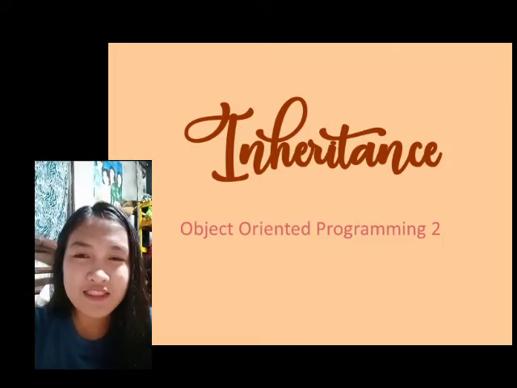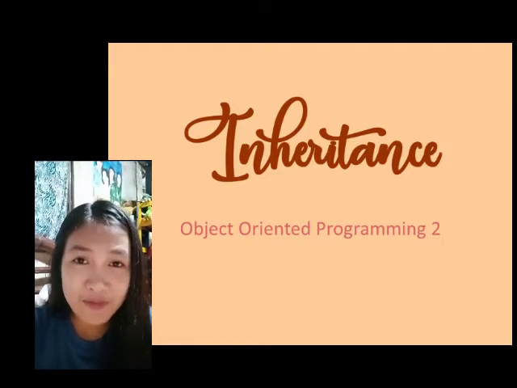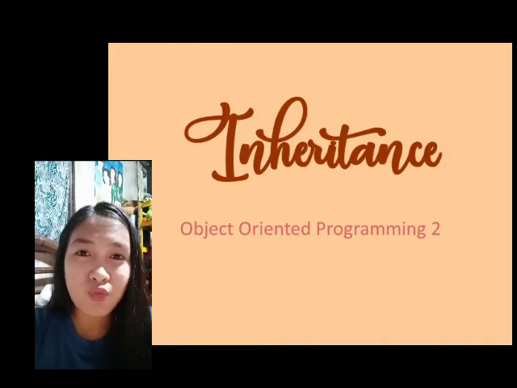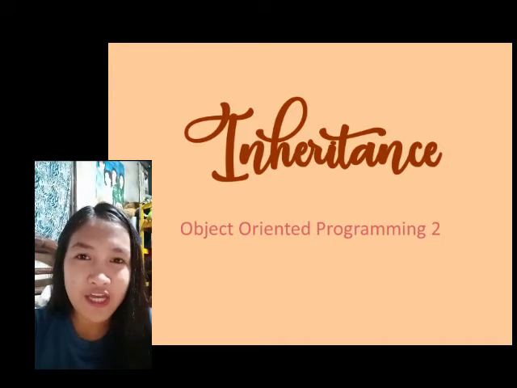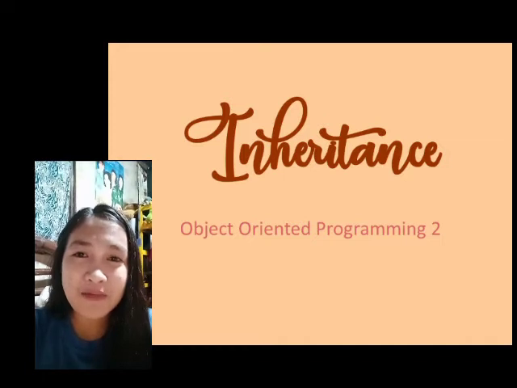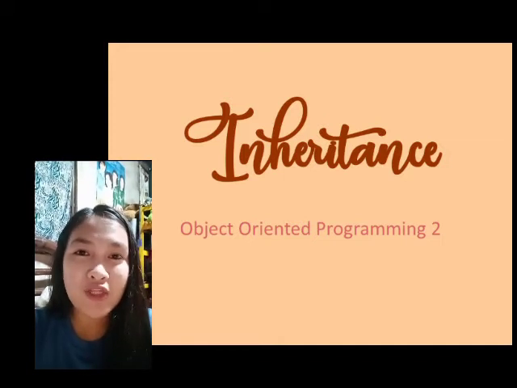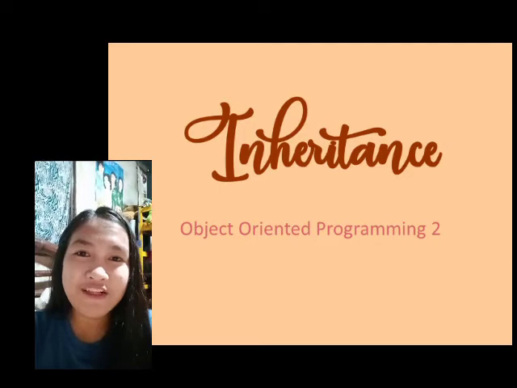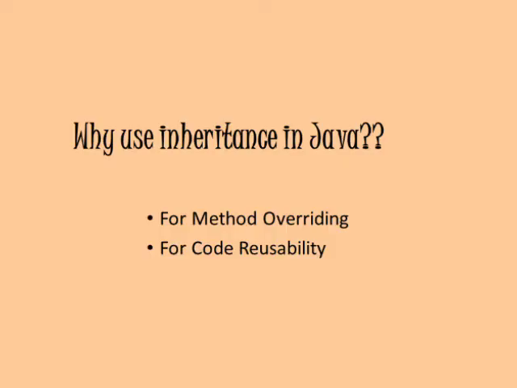So, what is the meaning of inheritance? Inheritance is a mechanism that allows one class, or what we call the child class, to inherit features like fields and methods from another class, or what we refer to as the parent class. What is the use of inheritance? First is method overriding, so that runtime polymorphism can be achieved.